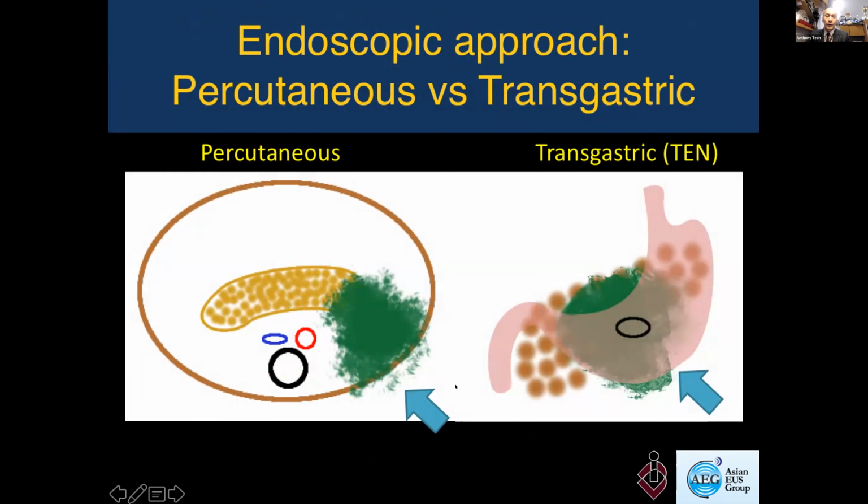So for percutaneous and transgastric methods, I think both are quite effective. If the collection is more towards the tail of the pancreas or even around the paracolic gutter, then these patients will be more suited for percutaneous drainage. For many patients, the transgastric method is very useful, particularly for collections close to the body of the pancreas.